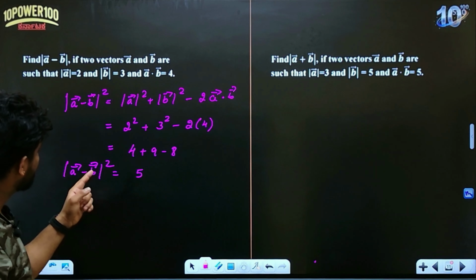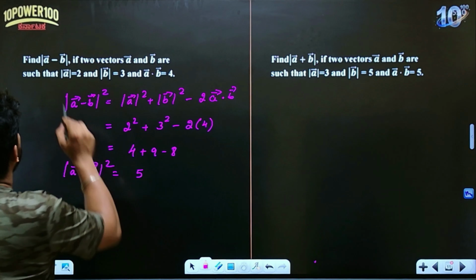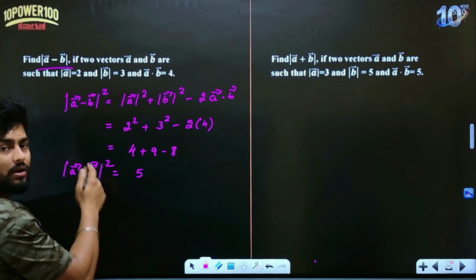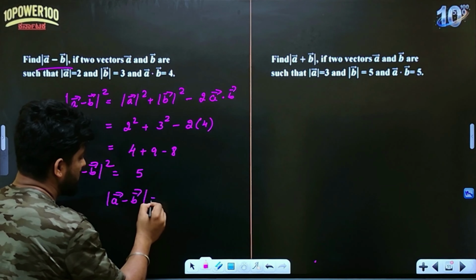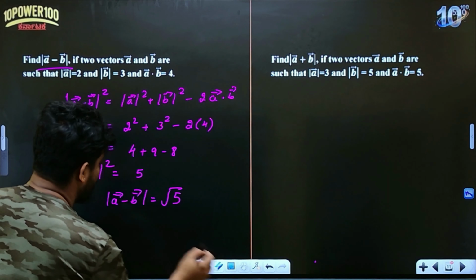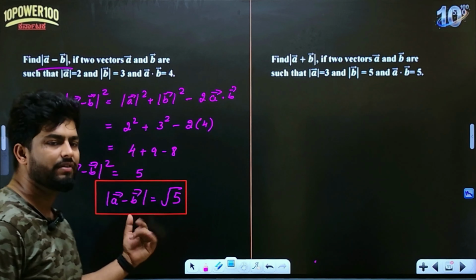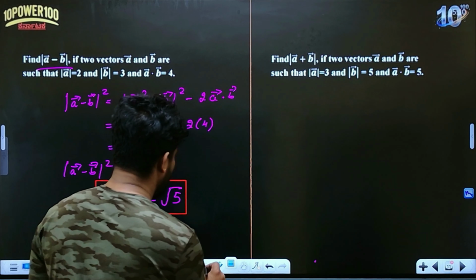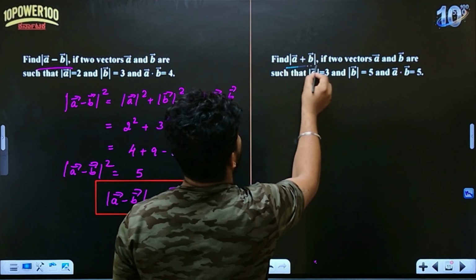Many times you will do up to here and stop, children. They are asking us to find the magnitude of a minus b. Here we got the magnitude of a minus b the whole square. So what is the magnitude of just a minus b? This is nothing but root 5, because the square moves to the other side and becomes a root. So root 5 is the answer. Don't write plus or minus, because the magnitude of any vector is always positive. So we'll consider root 5 as the final answer. If we apply the same strategy here, they're asking us to find the magnitude of vector a plus b.